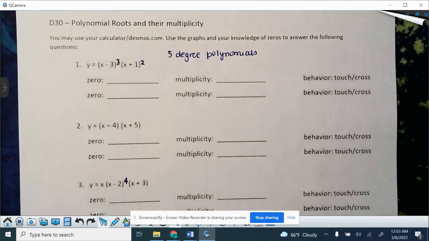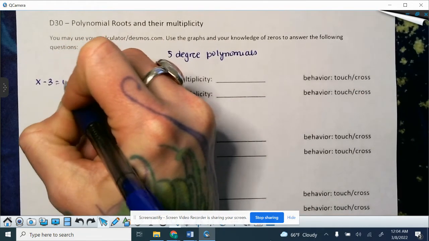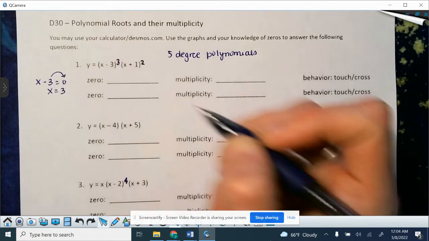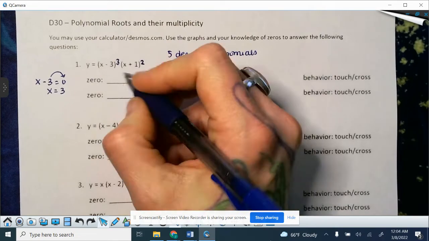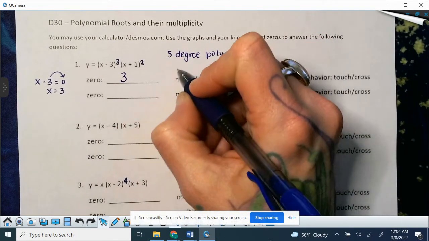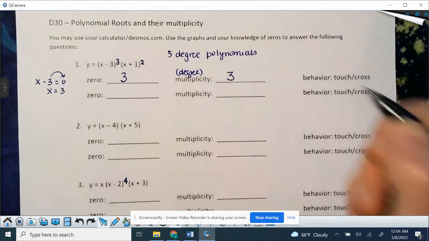But in this worksheet, all we're discussing is what are the zeros, and that's solving it. So taking your factor and setting it equal to 0. And so we're going to add it over. So that's going to be x equals 3. So to the factor x minus 3, the 0 is a positive 3. The multiplicity is the degree when it's written this way in factored form. So it's going to happen 3 times.